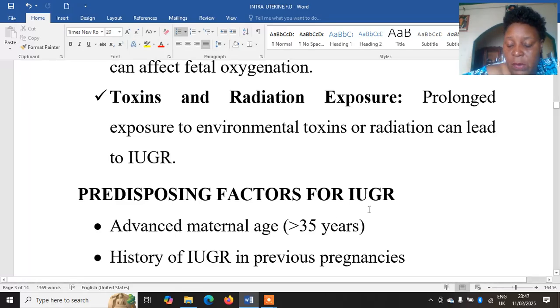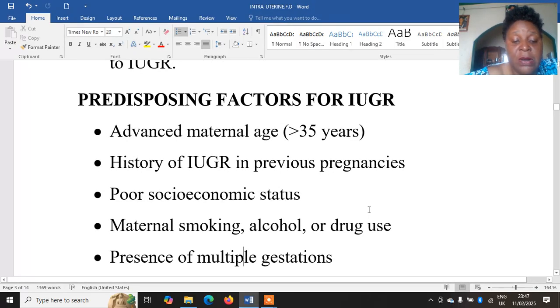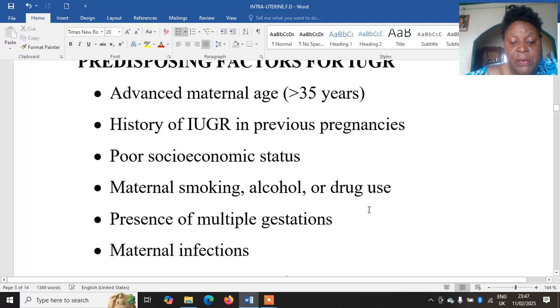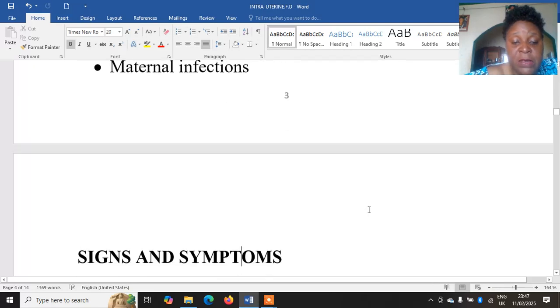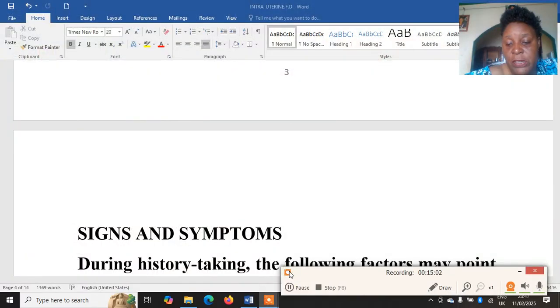Okay, we can continue with other predisposing factors like maternal age greater than 35, history of intrauterine growth retardation in previous pregnancies, poor socioeconomic status, maternal smoking, alcohol and drug abuse, all these things we have talked about above, presence of multiple gestations, maternal infections, etc. So when we talk about that, we can try to think about intrauterine growth restriction.